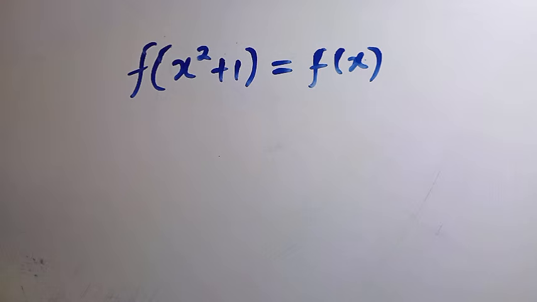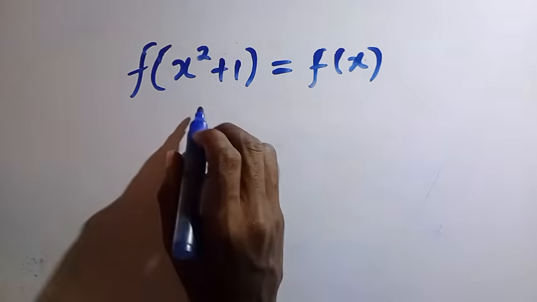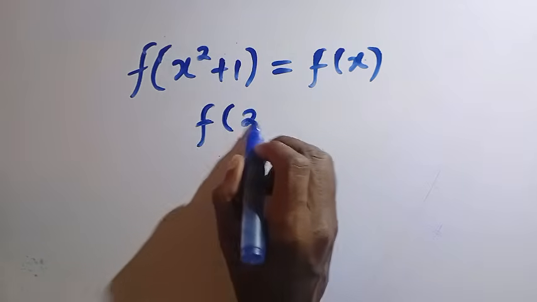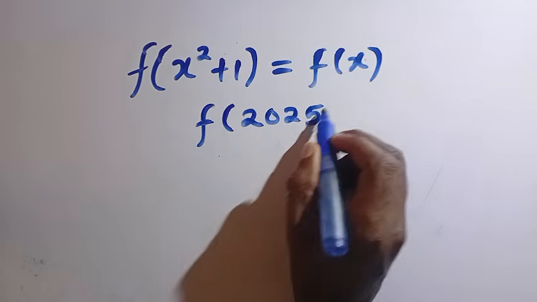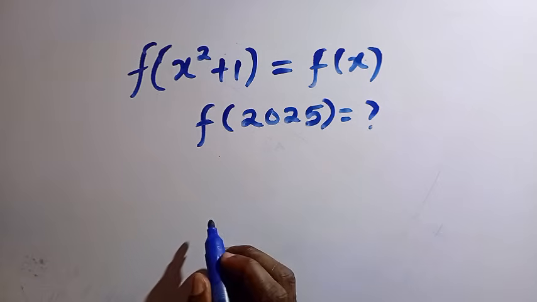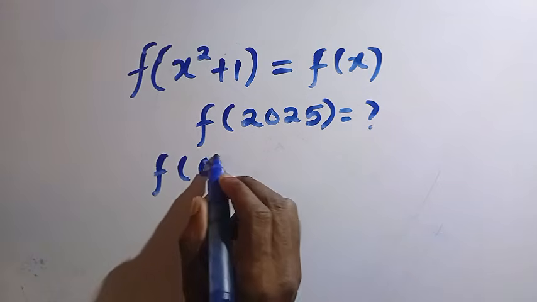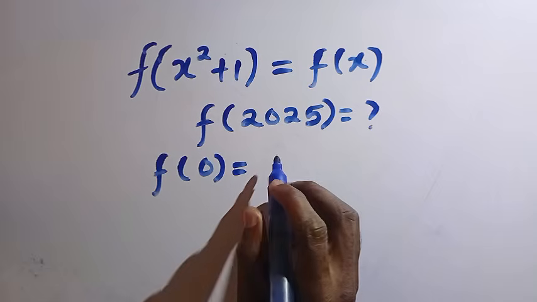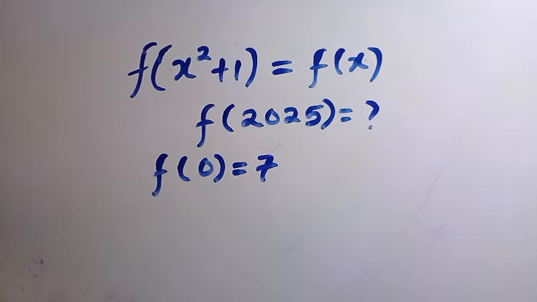First, we need some other things that will make this equation complete. Since we are to find f of 2025, it is necessary to know that this equation cannot be complete without knowing another thing. So part of the problem is that f of 0 equals 7, and we are looking for f of 2025 if f is continuous. The function f here must be continuous before we can get f of 2025.